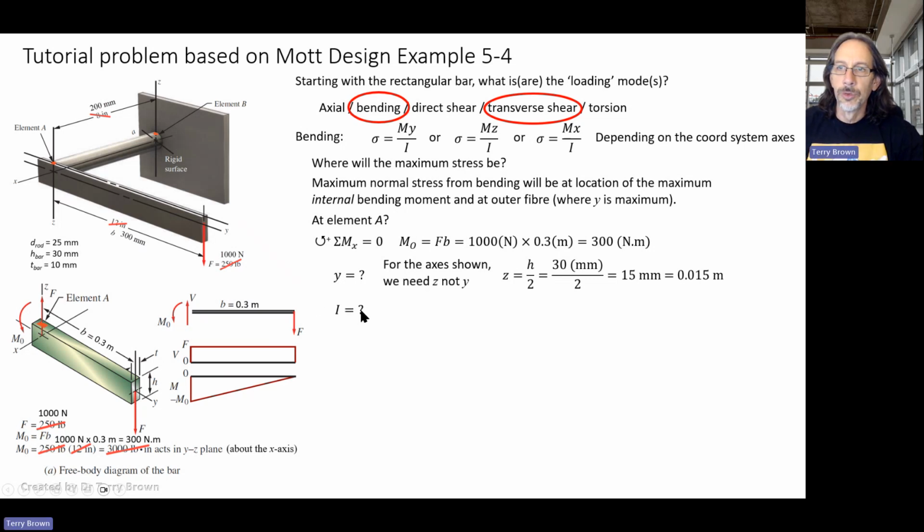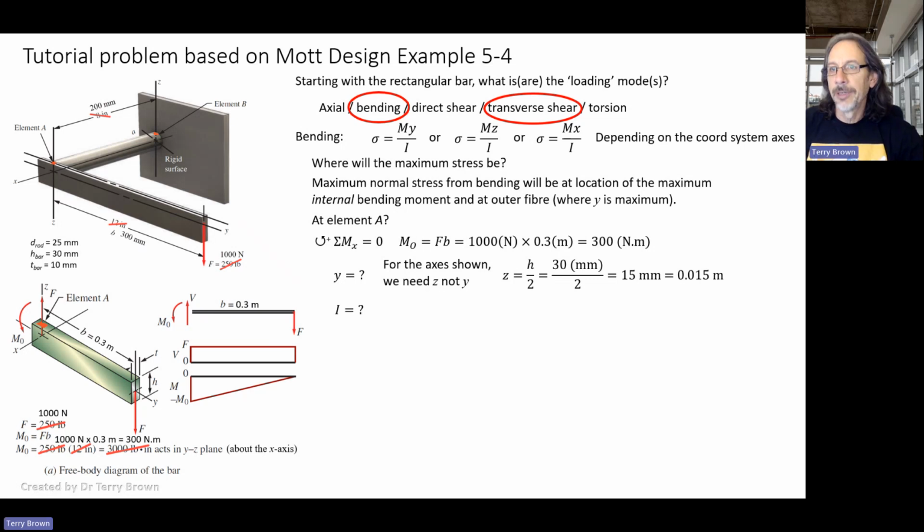Calculate the cross-sectional moment of inertia. What's the moment of inertia for a rectangular cross-section? bh cubed upon 12. Hopefully you remember that. Have a go at calculating the value for the moment of inertia, or the second moment of area. All right, stop the video and do that.